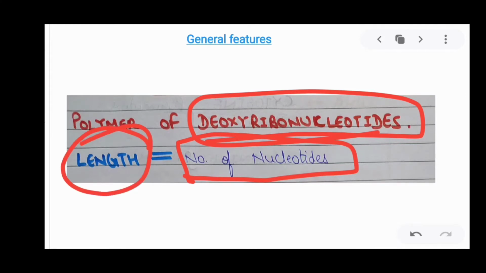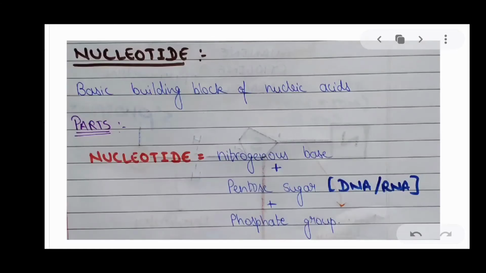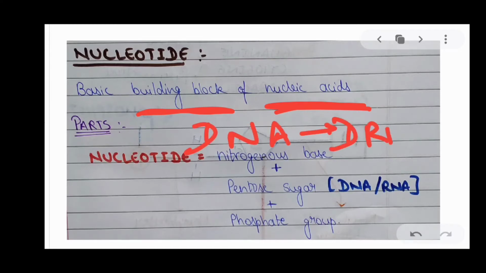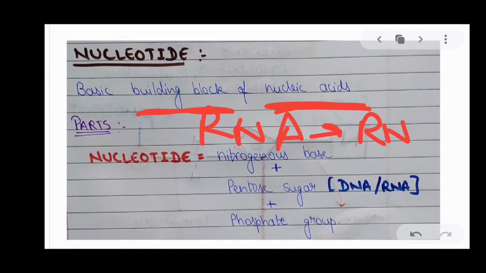So what are nucleotides? The nucleotide is the basic building block of nucleic acids. It means that nucleotides combined together, nucleotide plus nucleotide, will form a nucleic acid. And that is what we call deoxyribonucleic acid or ribonucleic acid. In case of DNA, it is deoxyribonucleic acid, and in case of RNA, it is ribonucleic acid. Actually, it's a simple thing: deoxyribonucleic acid is present in DNA, and ribonucleic acid is the nucleic acid of RNA.